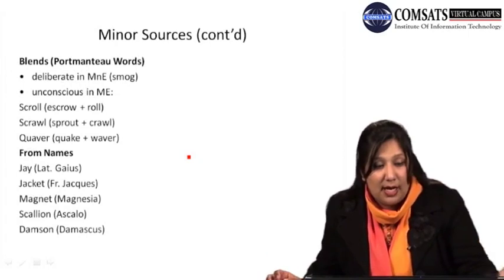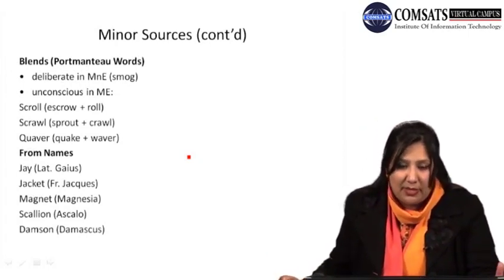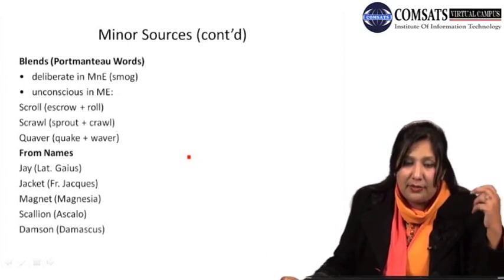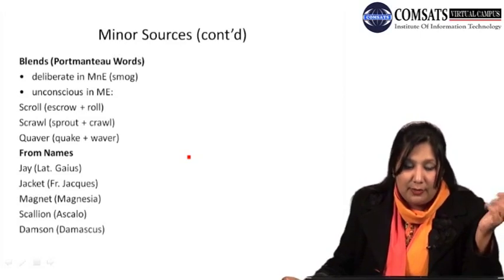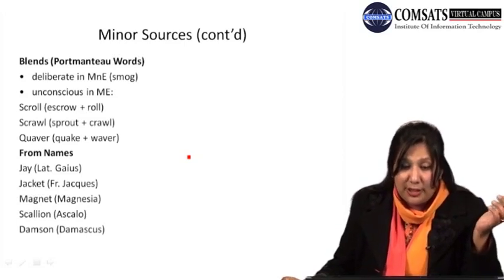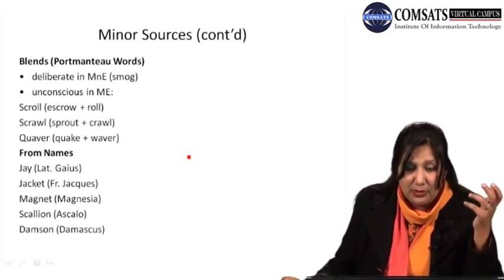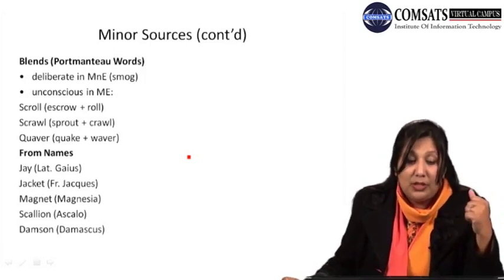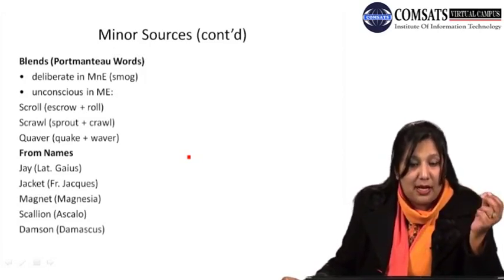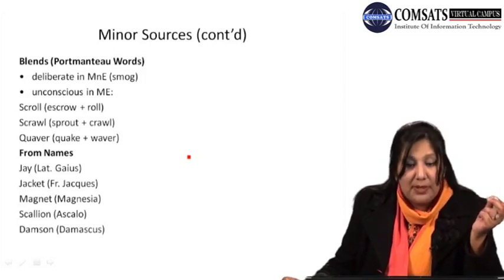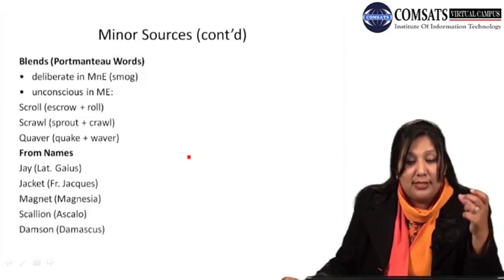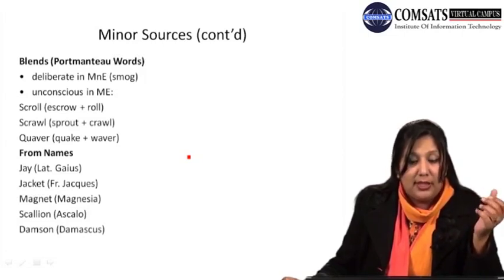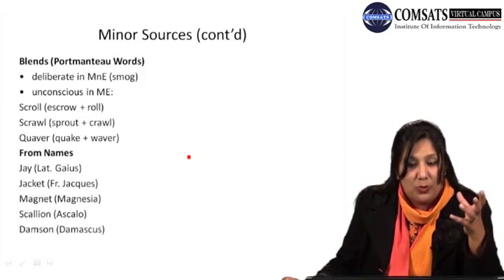Then some other minor sources are the number one, blends. Sometimes different words are blended in such a way that they form new words. For example, deliberate in the modern English period and unconscious in the Middle English period. They are blended in such a beautiful way. And then, for example, look at the word scroll. Scroll is a good combination of escrow plus roll. And then the next is scrawl. Scrawl is a combination of sprawl plus scroll. Then quaver is a combination of quack plus waver.